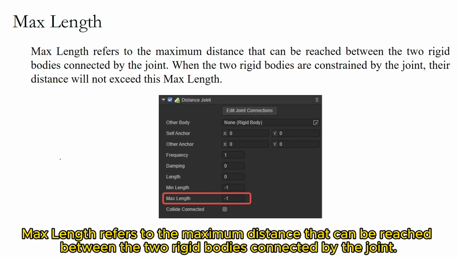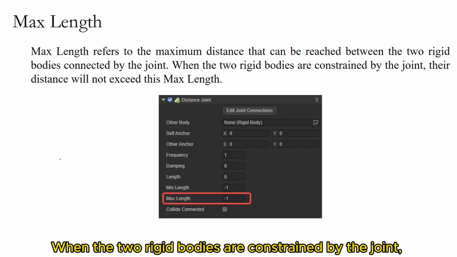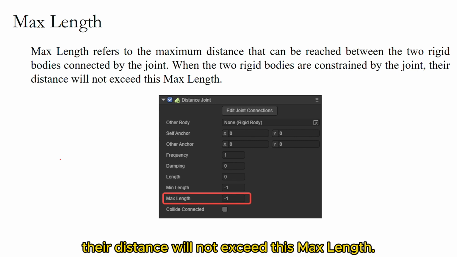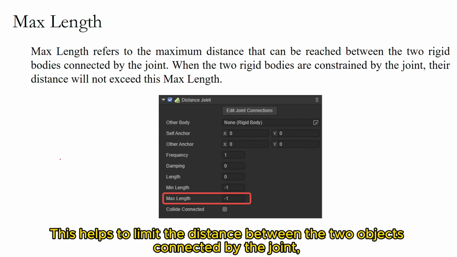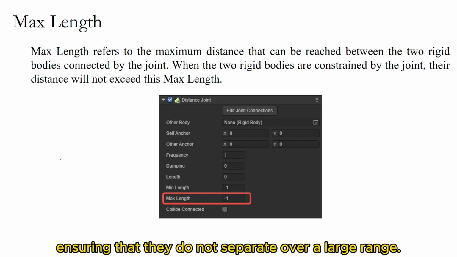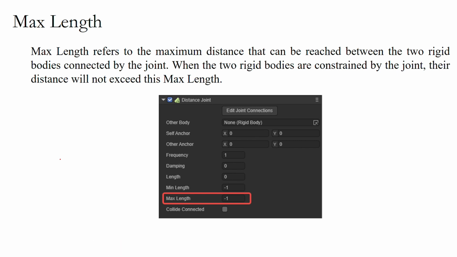Max length refers to the maximum distance that can be reached between the two rigid bodies connected by the joint. When the two rigid bodies are constrained by the joint, their distance will not exceed this max length. This helps to limit the distance between the two objects connected by the joint, ensuring that they do not separate over a large range.